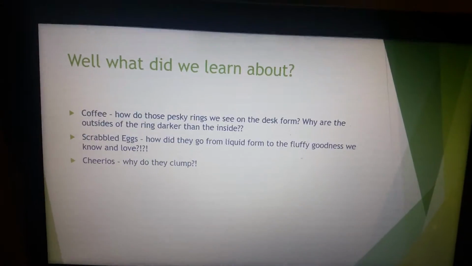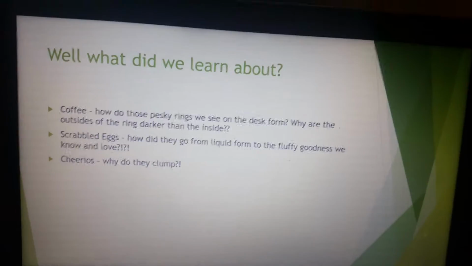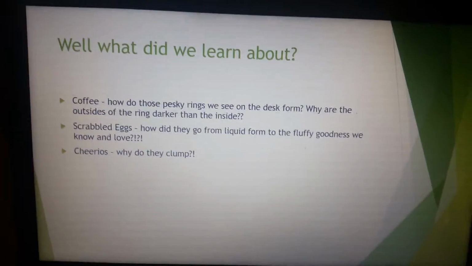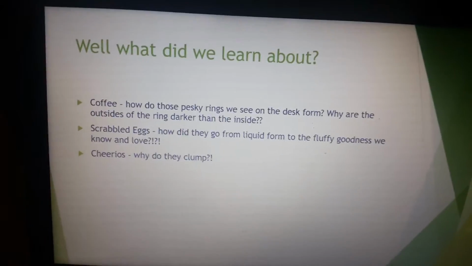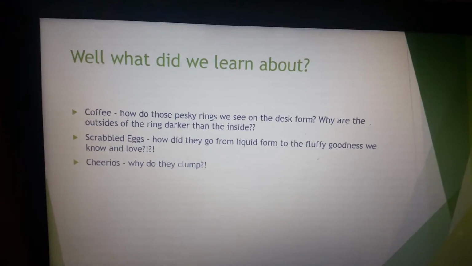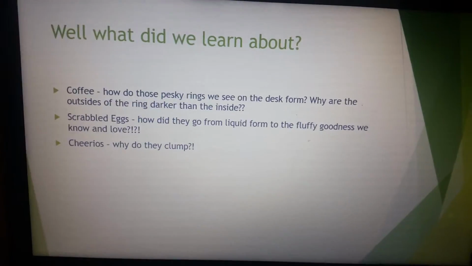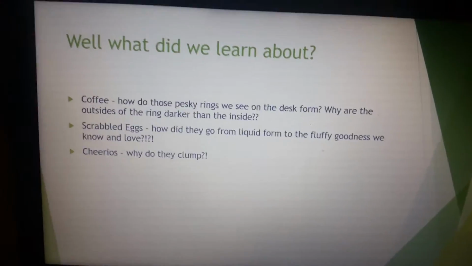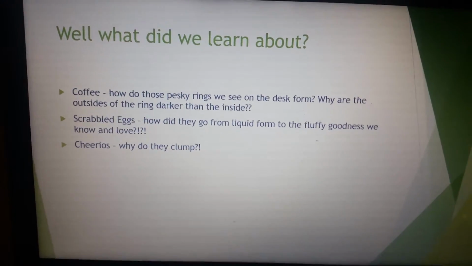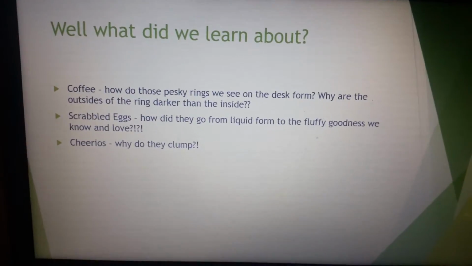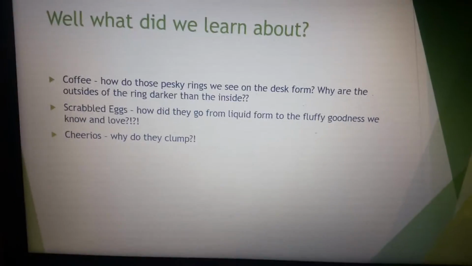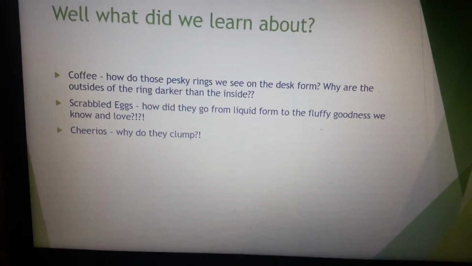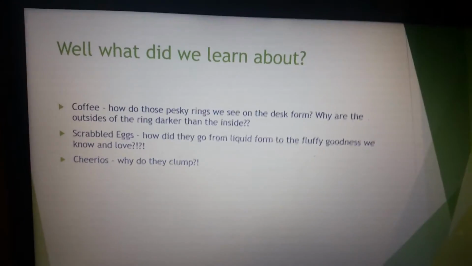So we learned about coffee. Those rings that you see all over the tables after you've had coffee, yeah, we worked on those. How do they form? And why are the outsides of the ring darker than the insides? We also learned about scrambled eggs. How do they go from the liquid form to the fluffy goodness that we know and love? My idea of why it did that, at least originally, was not correct. And I actually really like this one because it has a lot to do with my major of BME, so we'll get back to that. Then Cheerios, why do they clump? Let's find out.